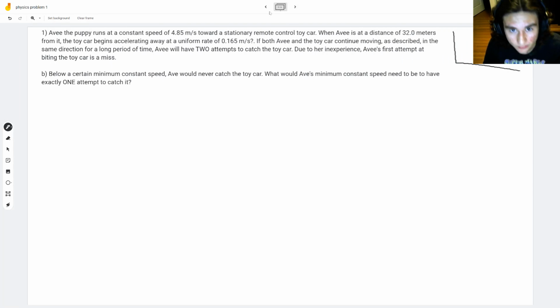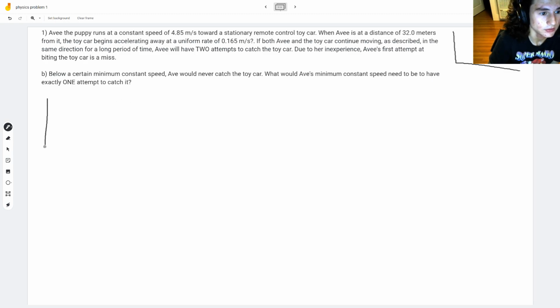So next we're going to move on to the second part of the problem, which is saying below a certain minimum constant speed, AV would never catch the toy car. What would AV's minimum constant speed need to be to have exactly one attempt to catch it?